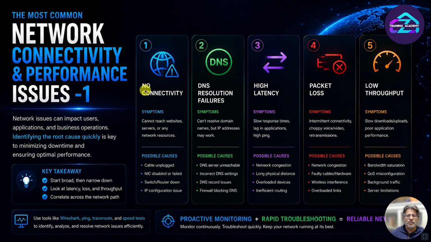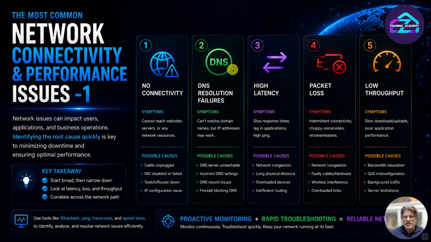One of the things you'll come across is no connectivity at all. You cannot reach any website, server, or any network resource. Things to look for in this case are the basic things, of course: cable unplugged, NIC disabled, switch or router is down. That is a good possibility here. Or there's an IP configuration issue. Whenever there's a chance, you want to use DHCP, Dynamic Host Configuration Protocol, to give IPs to all the people in the enterprise. You want to stay away from manually configuring the IP address.